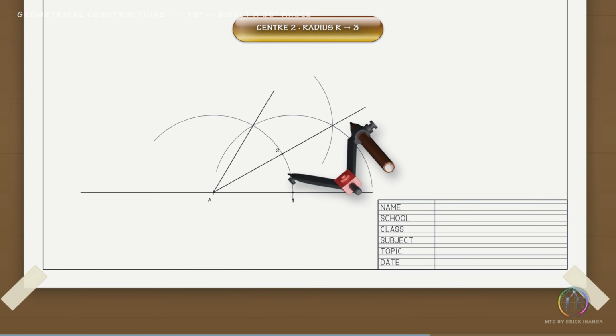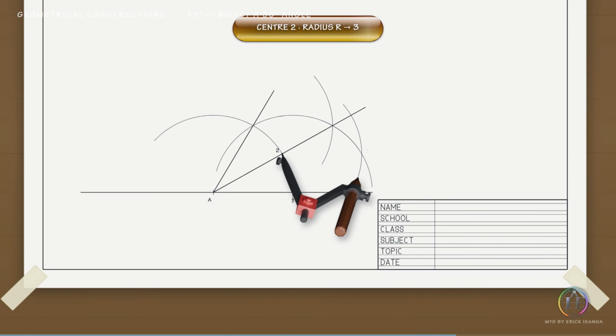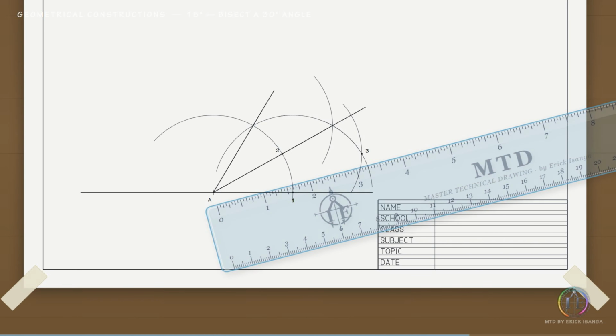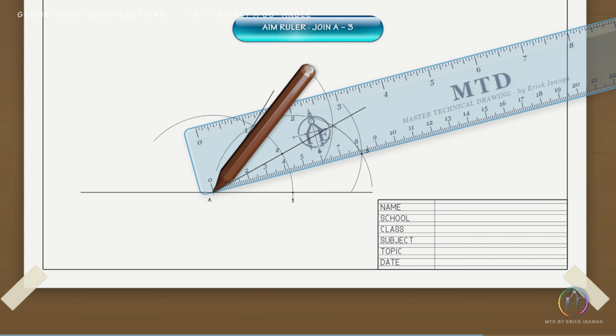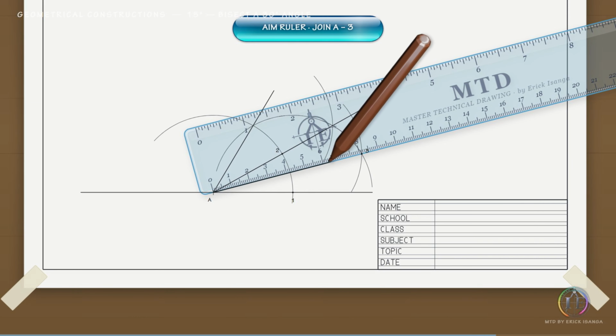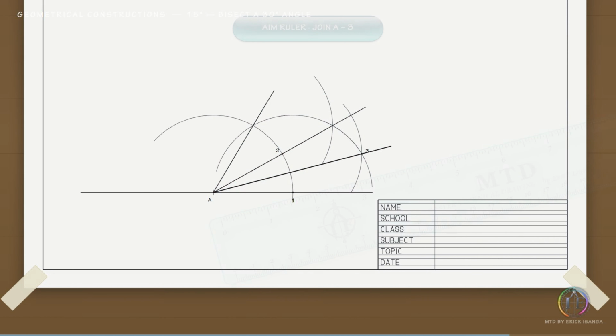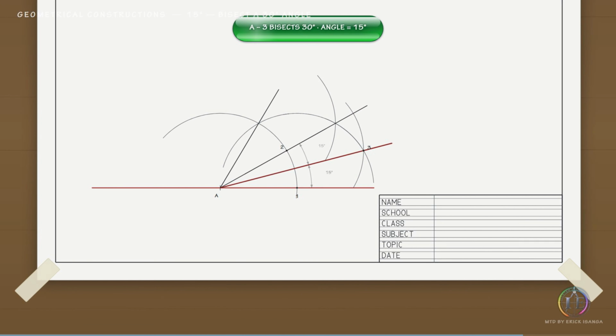With the same radius and point 2 as center, we swing a second arc, cutting the first at the point 3. With the ruler, we draw a line from A through point 3 and extend it. This line bisects the 30-degree angle. The angle at A is 15 degrees, half of 30.